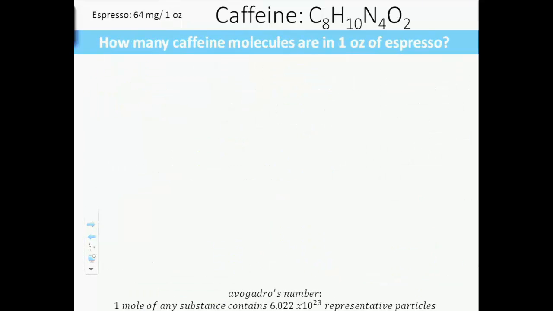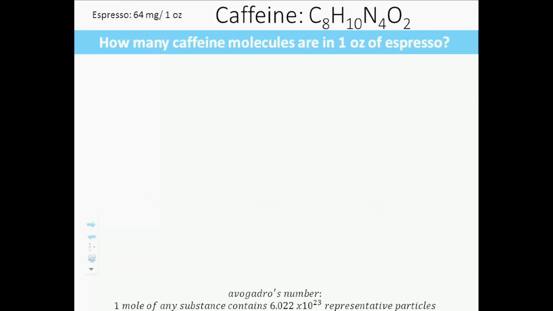Then this question is related to the question. So how many caffeine molecules are in 1 ounce of espresso? So let's start this once again from the very beginning, and let's think about what's going on. Whenever we are asked how many molecules are in an ounce of espresso, what that's going to require is thinking about what's called Avogadro's number.